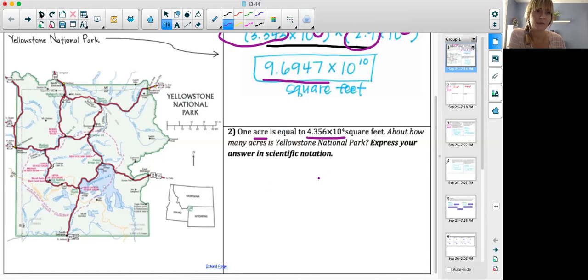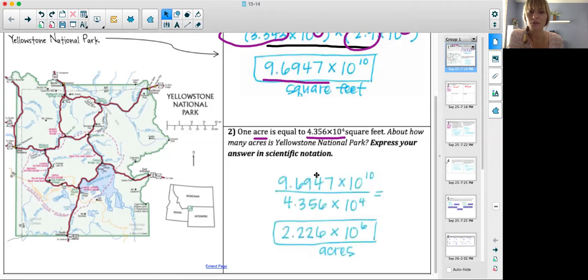Well, again, let's use our context clues. Look back up at the title of this page. What is it about? Oh, multiplying and dividing. So our problem number 1 gave us an example about multiplying them. Problem number 2 is an example about dividing them. So if I know how many square feet it is, and I know that it is 4.356 times 10 to the 4th square feet per acre, this is a division problem. I'm going to take the square feet that I know, and I'm going to divide it by the square feet that go in an acre.